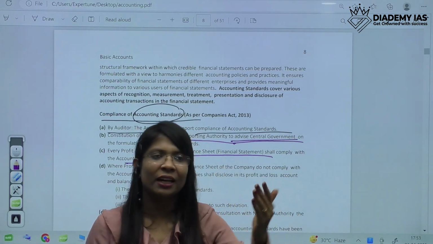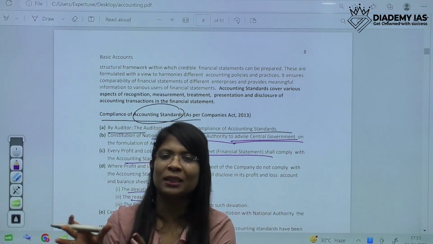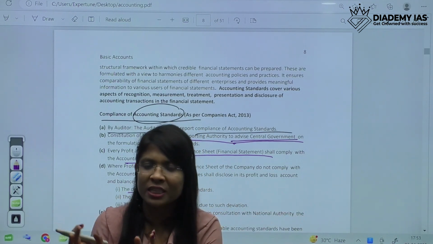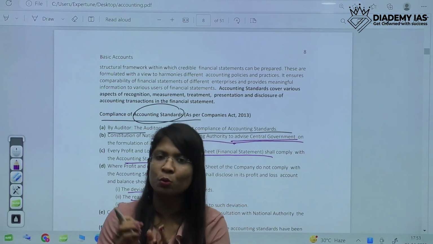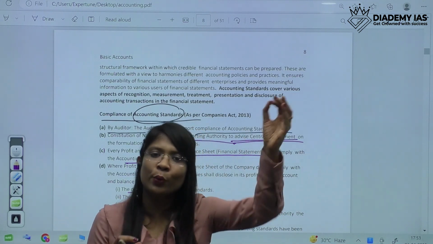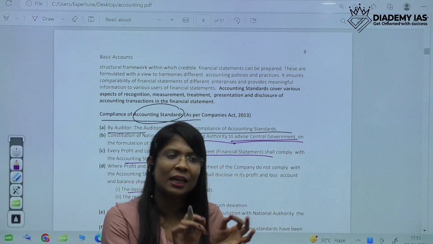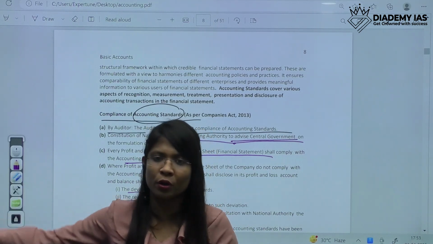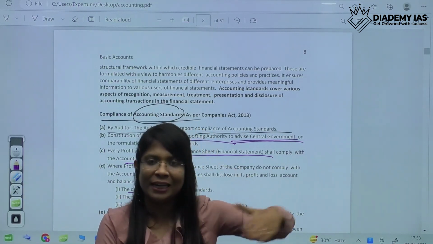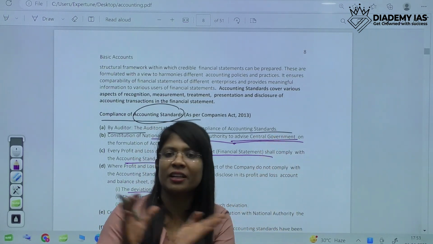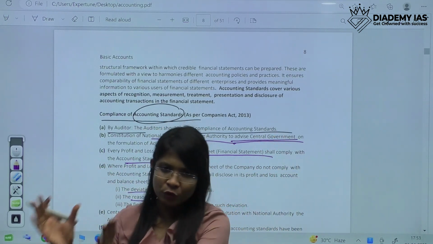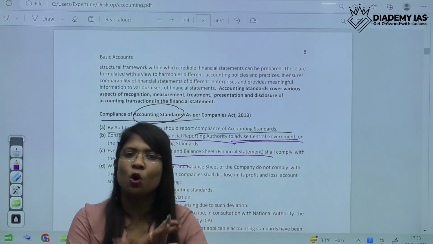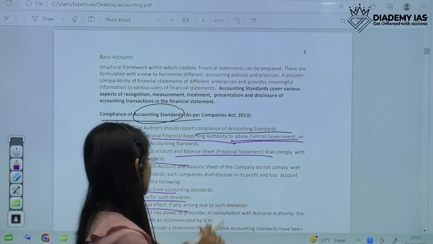For example, there is something like AS 1, which is disclosure of accounting policy. If we are unable to follow any accounting policy, then we will make a disclosure that this accounting policy has not been followed. So we will make a complete disclosure: this is the deviation, this is the reason for the deviation, and this is the financial impact of the deviation. All this has to be mentioned.